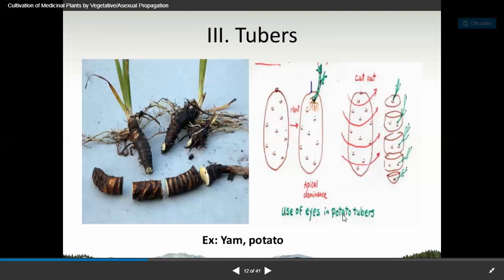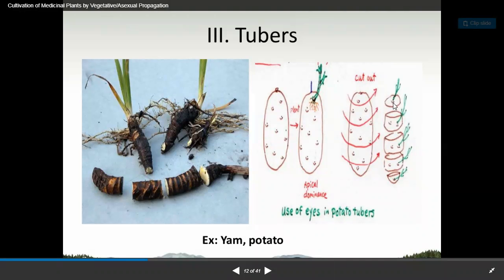use of eyes in potato tubers. So if you see the potato properly, there will be this kind of structure, the texture of the potato surface, it will be like this only. So whatever, if you are cutting this potato into many pieces, here they have given the sample of how you are going to cut. So in each cutting, there should be at least one eye, in the sense of the structure, the texture, it is like that, so it will look like an eye.